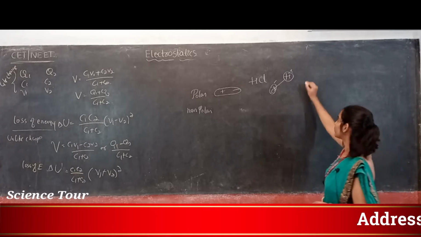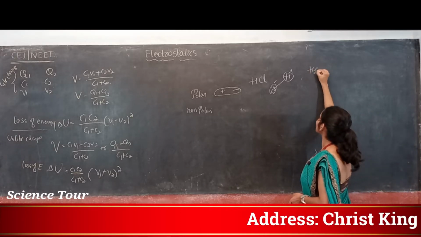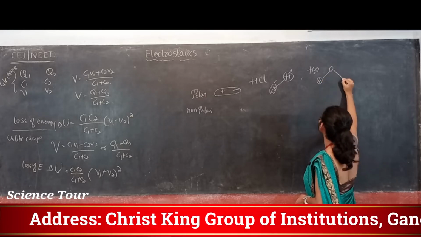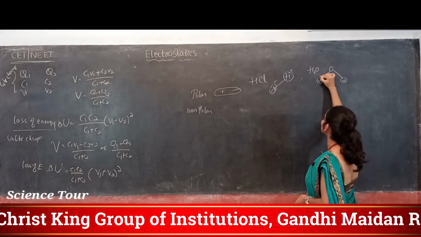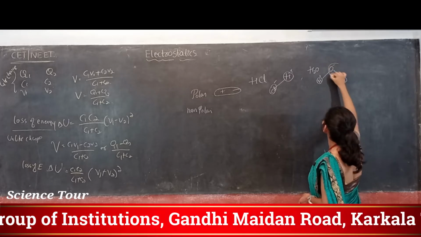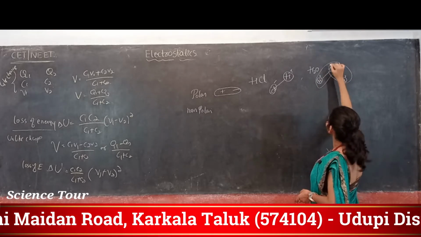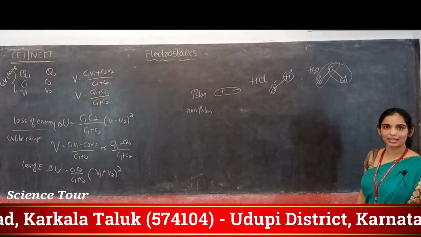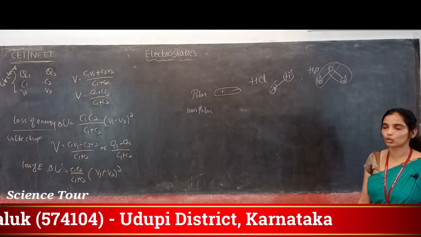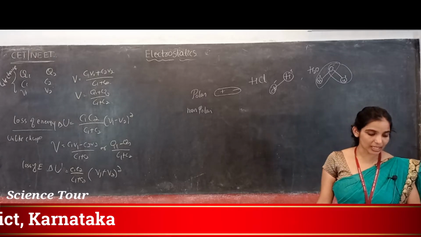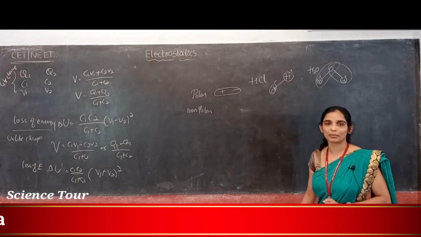And H2O, hydrogen also won't coincide, H plus, O minus. So here positive and negative are separated by a distance. Here also positive and negative are separated by a distance. Positive and negative charges don't coincide. HCl, NH3 and H2O are examples of polar molecules.